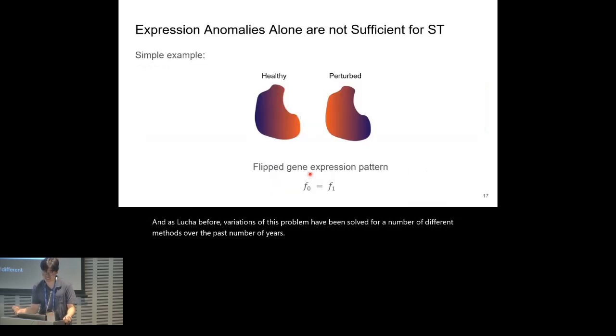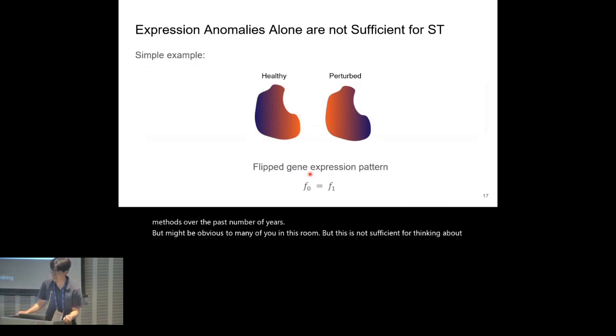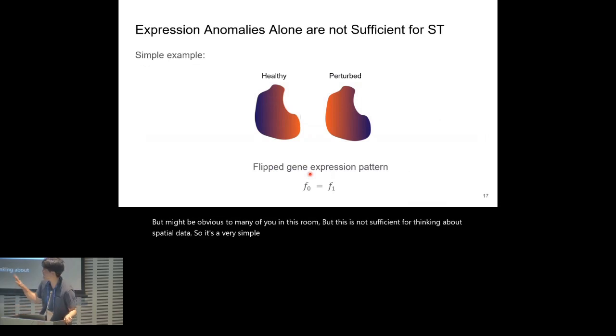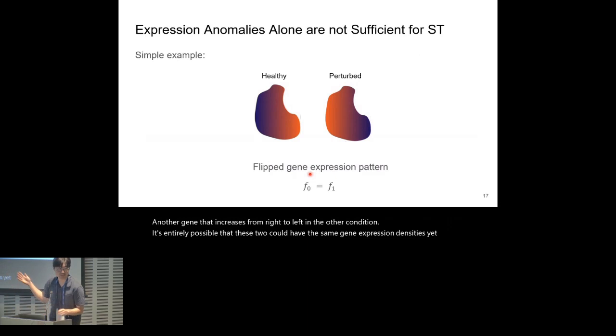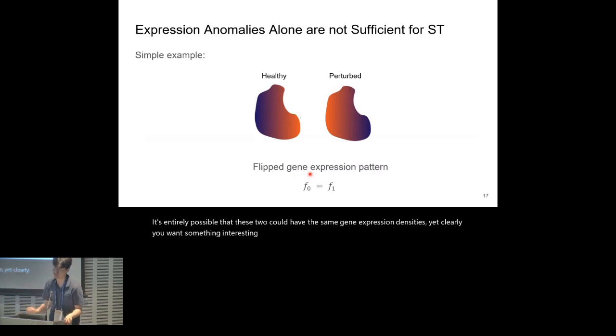But it might be obvious to many of you in this room that this is not sufficient for thinking about spatial data. So it's a very simple example. We thought about two tissues in two different conditions, healthy and perturbed, where perhaps you're interested in just one gene that increases in expression from left to right, and another gene that increases in expression from right to left in the other condition. It's entirely possible that these two could have the same gene expression densities, yet clearly you want something interesting about why these two tissues are different.